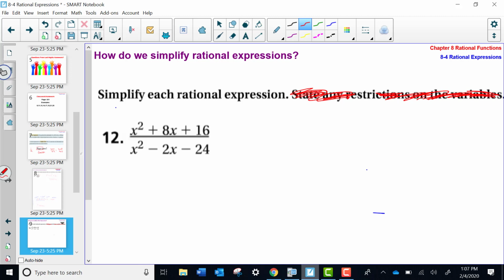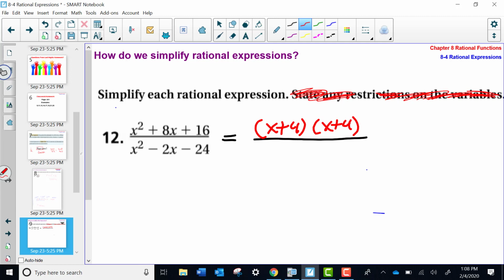So the numerator is x plus 4 times x plus 4. And we know this is true because if we were to FOIL this out, we would get this here. We would do x times x, which is x squared, 4 times x, which is plus 4x, plus 4x, 4x plus 4x is 8x, and then 4 times 4 is 16. So we know that these are the factors of the numerator.